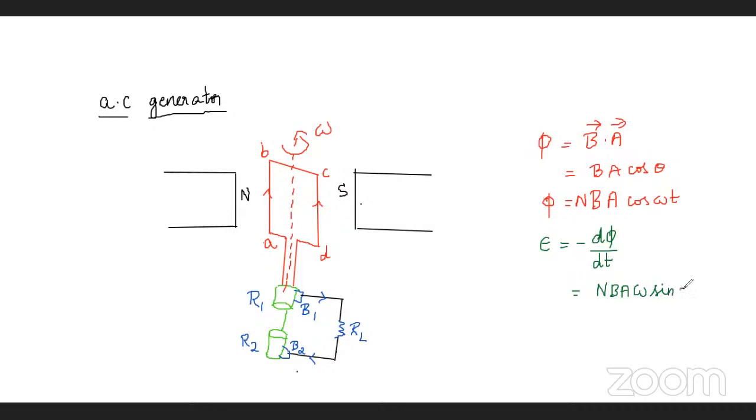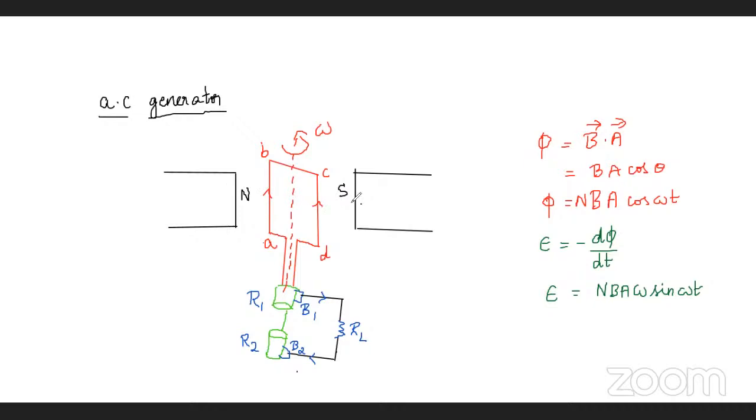Sin omega t. So the EMF induced in this coil is due to the rotation of the coil. When the coil rotates, what happens? This angle theta changes, because this coil is placed in the external magnetic field due to the pole pieces, north and south.